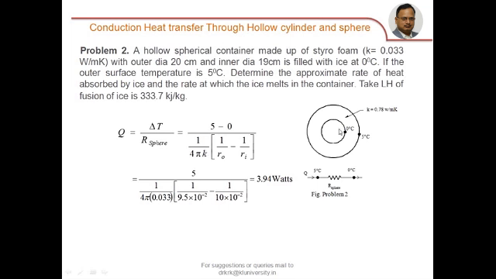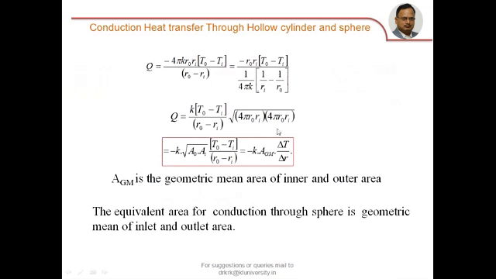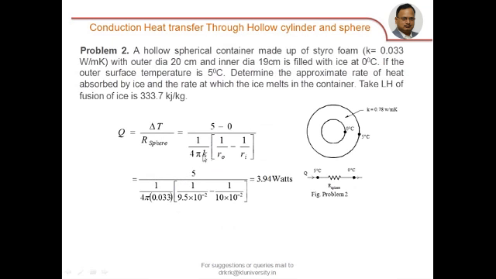So we are interested in determining the conduction heat transfer through the hollow sphere. It is given by the formula (Ti minus T naught) by (1 by 4 pi k into (1 by R naught minus 1 by Ri)). So 1 by 4 pi k, 5 minus 0, 1 by R naught minus 1 by Ri will give you 3.94 watts. This is the rate of heat transfer. You know the latent heat is 333.7 kilojoules per kg. Divide this 3.94 with this; this is in watts whereas this is in kilojoules. Convert this into joules per kg and divide, you will get how much ice is melting in the container per second.